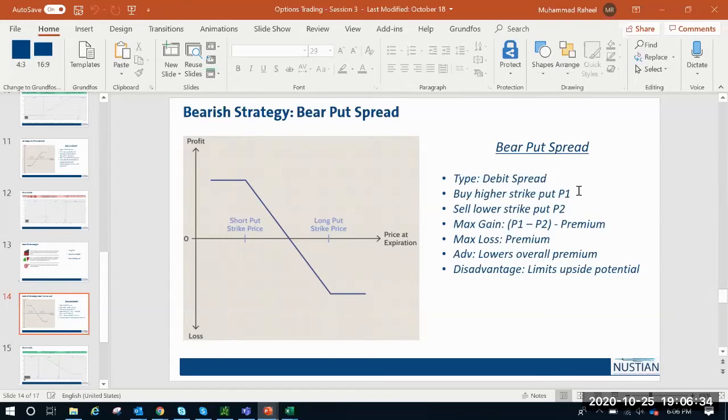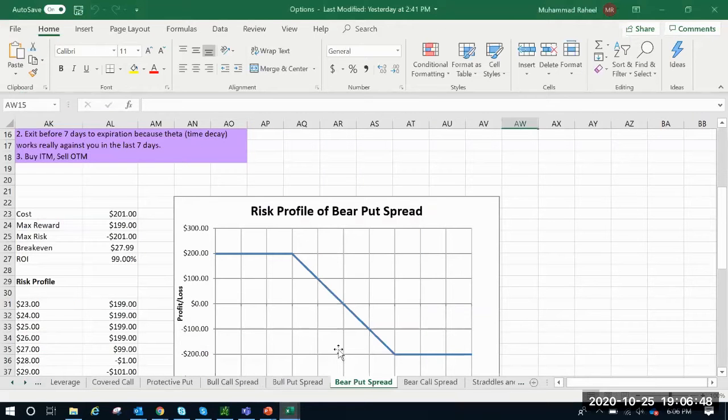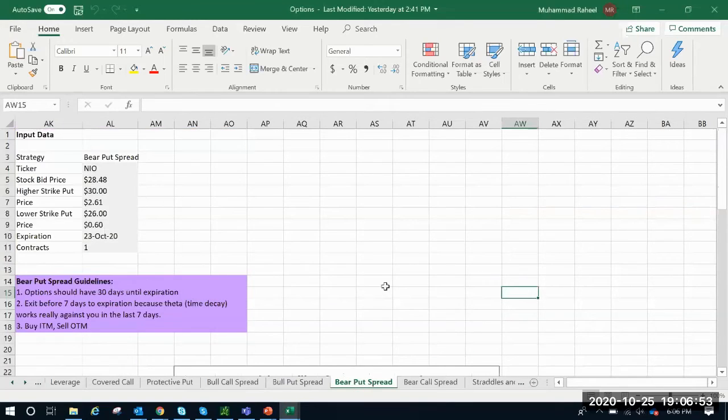It's a debit spread because you end up paying something to enter into this kind of spread. And why is that? Because you will buy a higher strike put and sell a lower strike put. And the best way to see it is, of course, in our model, so we actually see what's going on there. So I have it open, bear put spread, and let's see how it works. Talking about NEO, when I made this spreadsheet, NEO was trading at 28.48.